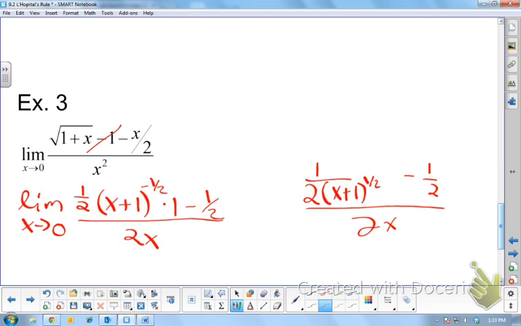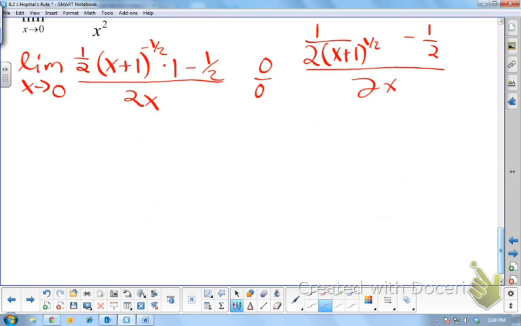Which wouldn't help us much, so I'm gonna leave it. So if we do plug in 0 again, we get 1/2 minus 1/2, which is 0 over 0. So we need to do L'Hopital's rule again. So we just have to take the derivative a second time.